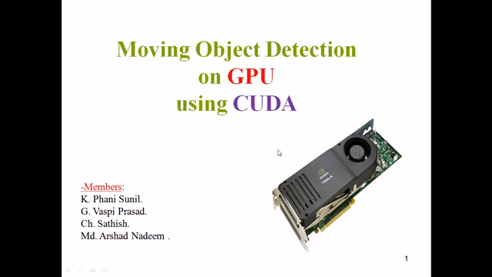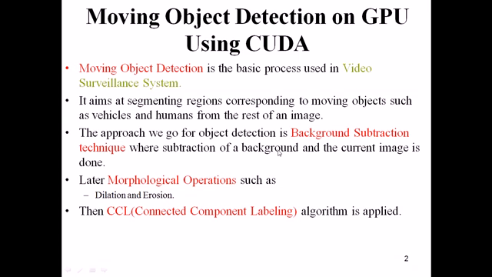Prasad. I and my friends Fanis, Sunil, Satish and Nadim combined in this project. The title of our project is Moving Object Detection on GPU using CUDA. Our project finds its application in video surveillance systems. The three steps involved in our project are background subtraction technique, morphological operations, and connected component labeling.